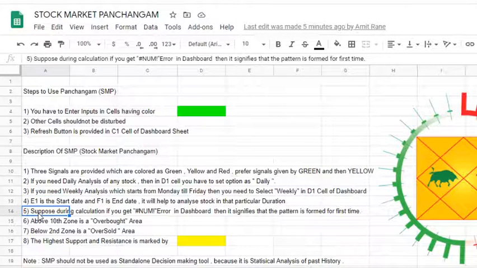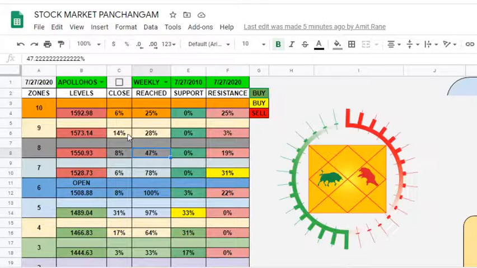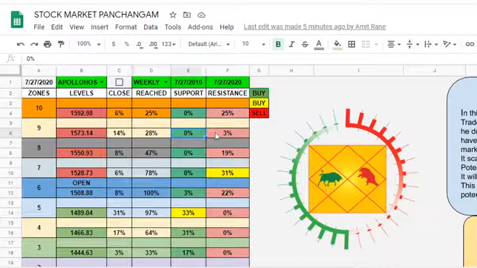Suppose during calculation, this point is worth mentioning. Suppose during calculation if you get a num error in the dashboard, then it signifies that the pattern is formed for the first time. Suppose instead of this percentage, if you get a num error over here in all the cells, then you should consider that this pattern is formed for the first time. It has no back history, so for that reason you will get an error in all the cells. Okay.